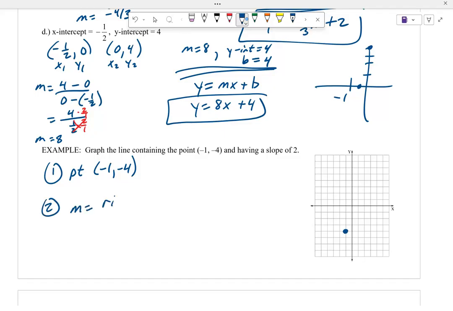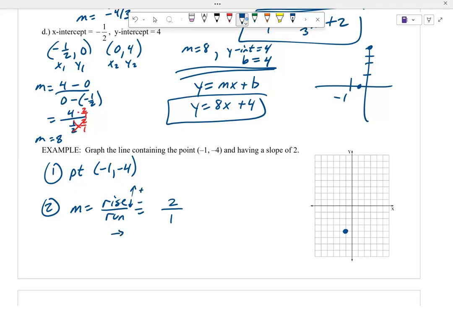Well, we know slope is rise over run. We have a slope of 2, so I'm going to make it into a fraction. 2 is the same as 2 over 1, right? Well, rise is telling us the vertical change. So that's my up or down. If it's positive, I'm going to go up. If it's negative, I'm going to go down.